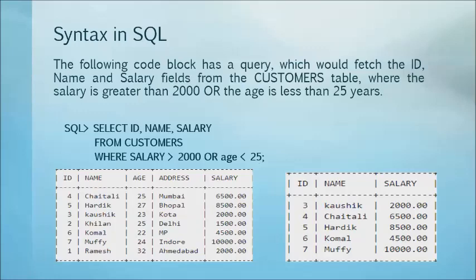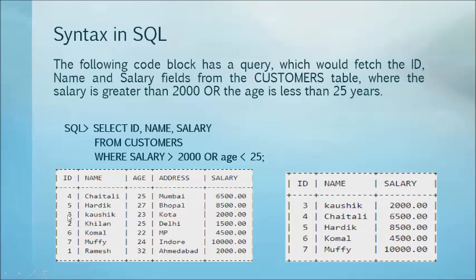So there are again two conditions. A record may satisfy either the salary being greater than 2,000 or the age being less than 25 years old. So we have our SQL statement: select ID, name, salary from customers where salary is greater than 2,000 or age is less than 25. We will only be displaying the ID, the name, and the salary.